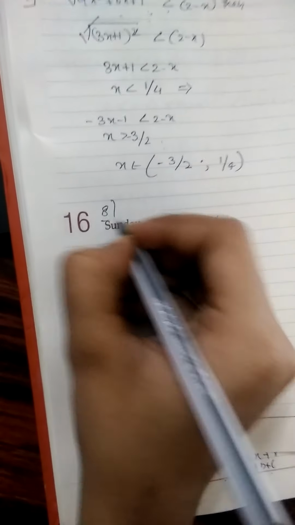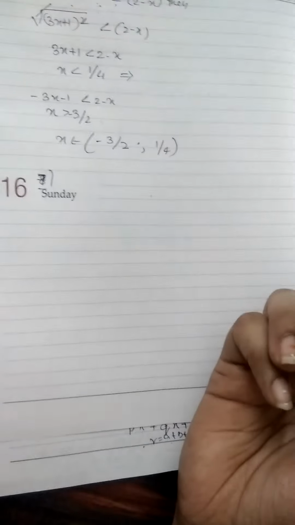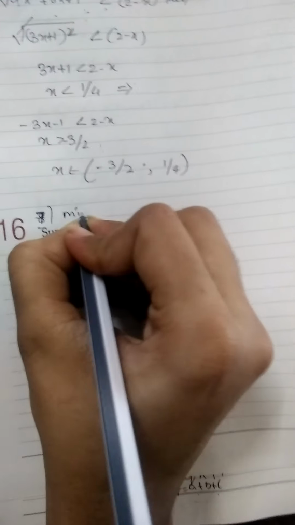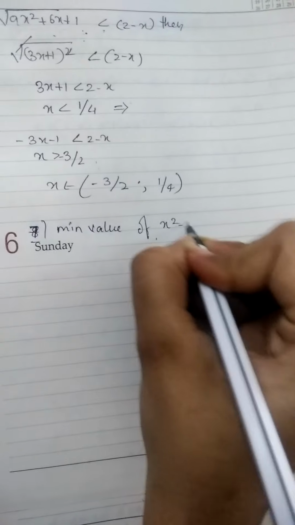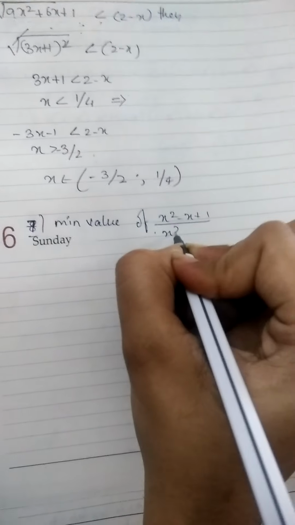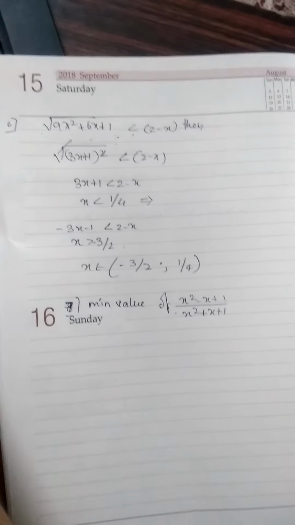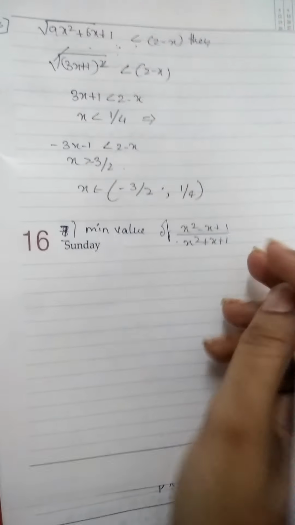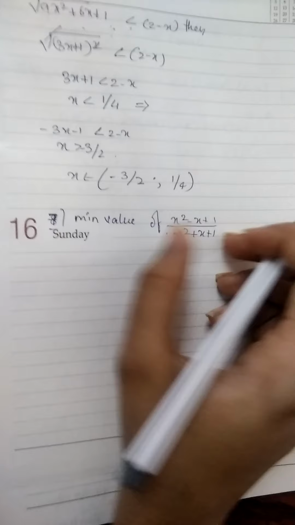So your next question is an important question and is asked in many of MHT CET and IIT mains. We have to find the minimum value of x square minus x plus 1 by x square plus x plus 1. So we need to find the minimum value of this. To find it, we need to make this into an equation.